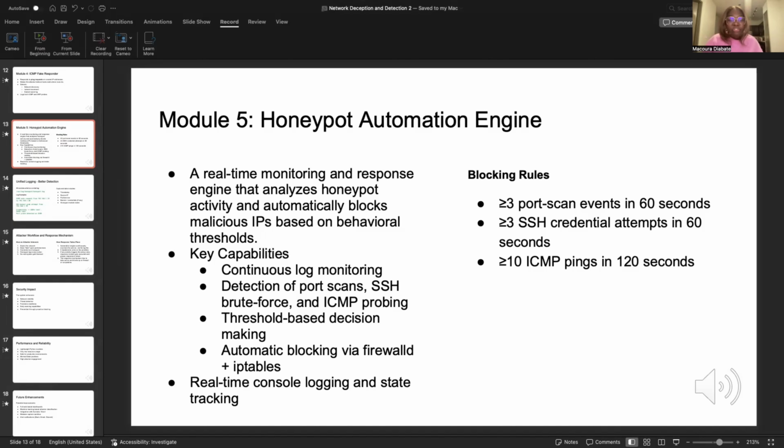The engine uses both firewall and iptables, ensuring resilience even if one mechanism is unavailable. The automation significantly reduces the time an attacker can spend probing the environment and adds an active response layer on top of our deception infrastructure.